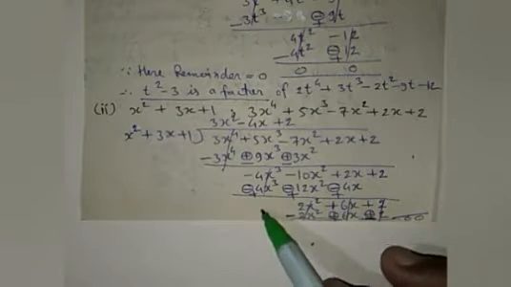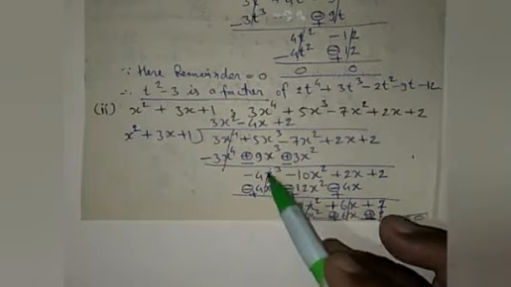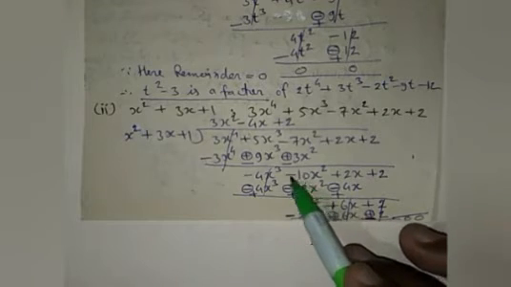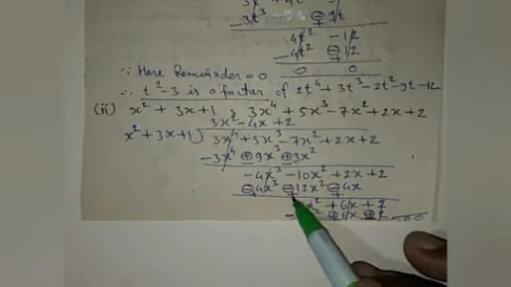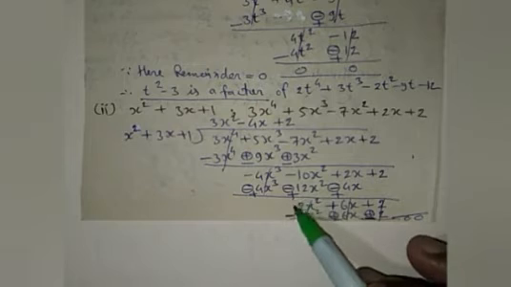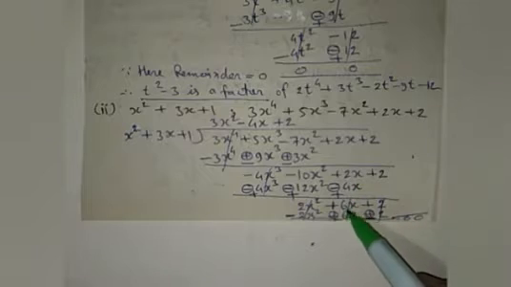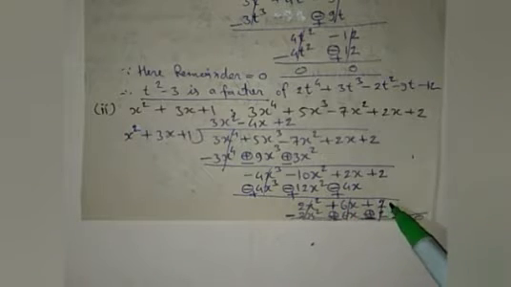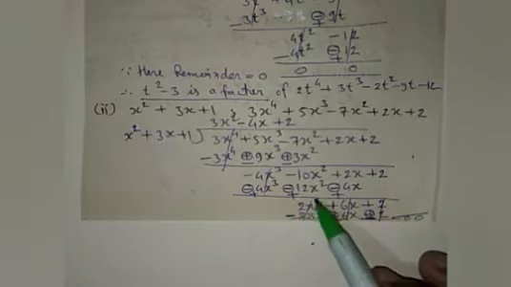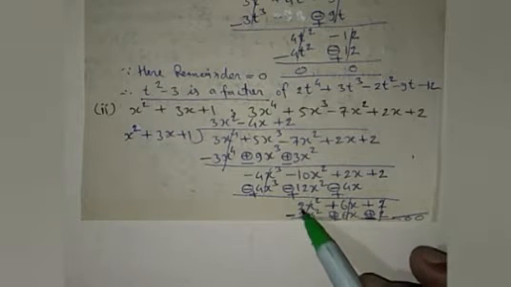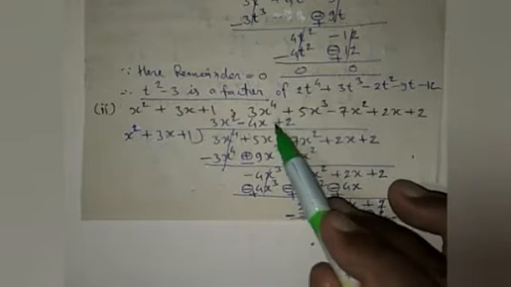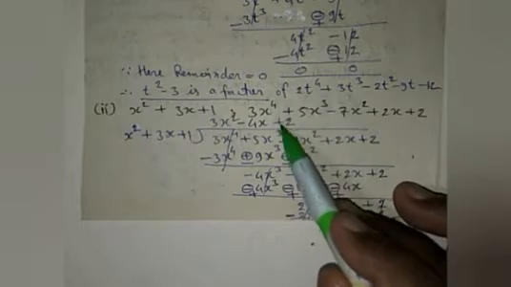After subtraction, the first term is cancelled out, and then minus 10 here becomes plus 2x square after adding 12, and here plus 2x and plus 4x will be 6x, and then plus 2. So here you have to make the first term equal. So you have to take the coefficient 2 here. So in the quotient it is plus 2.